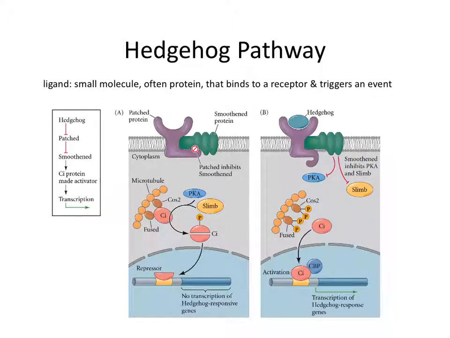What's the CBP in the writing? I don't remember what CBP is. I think it's a cubitus interruptus, I'm going to guess, cubitus interruptus binding protein. It's probably a transcriptional activator that binds to that top half of cubitus interruptus that's missing when Hedgehog isn't bound.